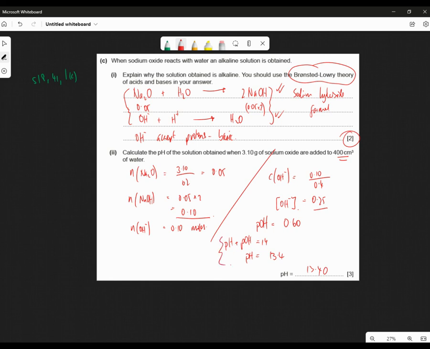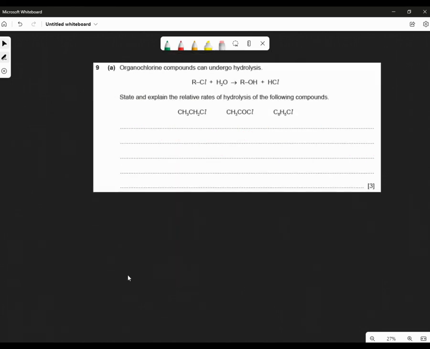All right, so let me do the next one. Let me stop the video. Okay, another interesting one. These are three chlorides, aren't they? This is a good question. Three marks, though. It's quite a lot. So let's try and dig into this one.